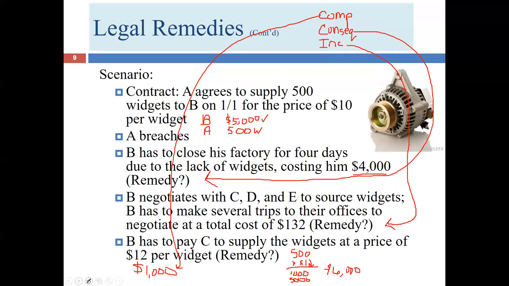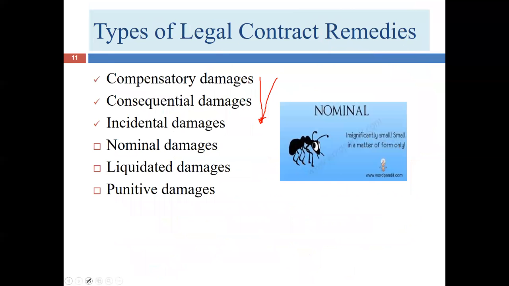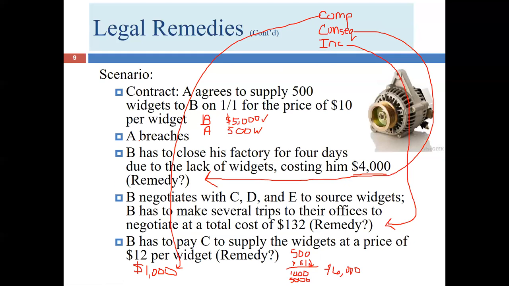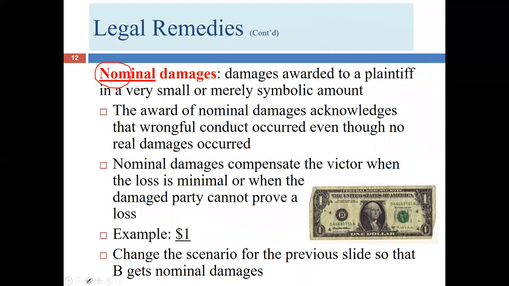So certainly, if B were to sue A, B's not going to be able to prove any damages, but still the fact remains that A didn't know that was going to be the outcome. When A breached, it could not have anticipated that things were going to play out just right. And so B definitely was wronged, even though he did not actually suffer a monetary loss, or perhaps even experienced a profit. So Bob, in this case, can still sue, and possibly can be awarded nominal damages.